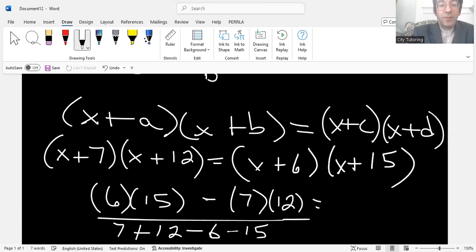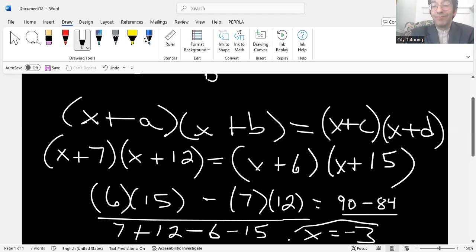So let's manipulate these. c times d is going to give you 90. And then you have 7 times 12 is 84. So you have 90 minus 84. And then on the bottom, 7 plus 12 minus 6 minus 15. If you do all the operations, you're going to end up with x equals -3. Done, literally. So you can infer from these examples that you can easily determine this using certain formulas.